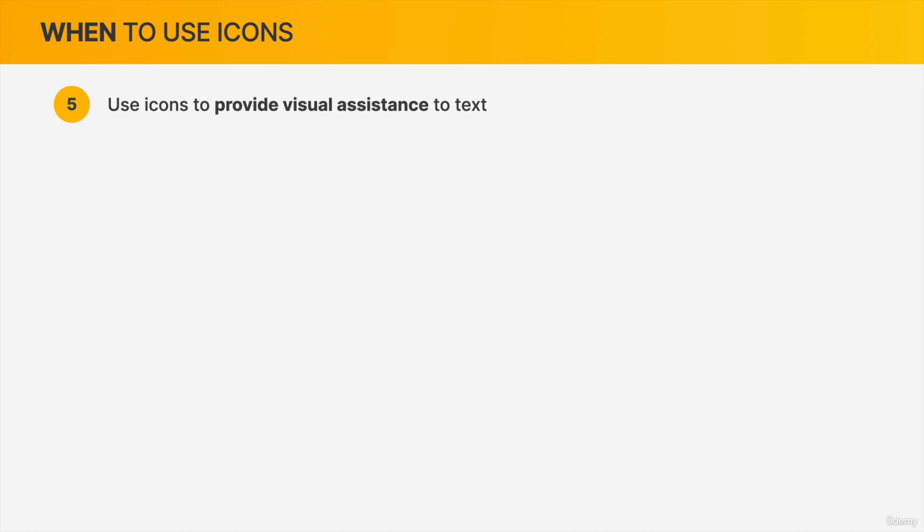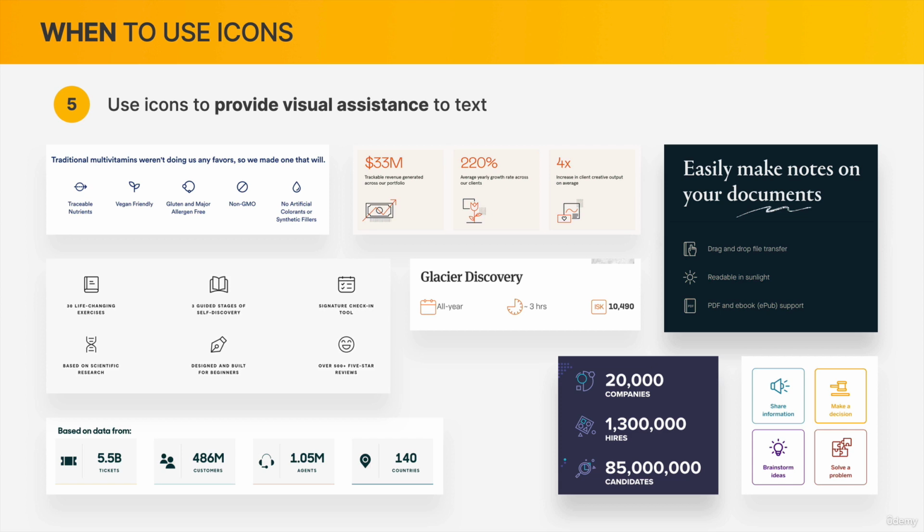So one very common use case is to use icons in order to provide visual assistance to text, like in all of these examples. So you have some piece of text, and then you have a small icon somewhere close to that text, which basically makes it easier to scan and understand the text, and also provides some interesting visual detail and, again, visual assistance to the text itself. So again, this is a very, very common thing to do, and I'm sure you have seen it on all kinds of websites that you visit on your day-to-day basis.